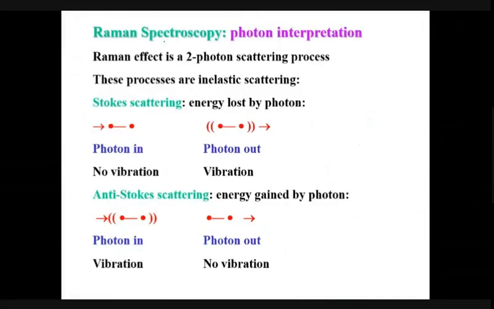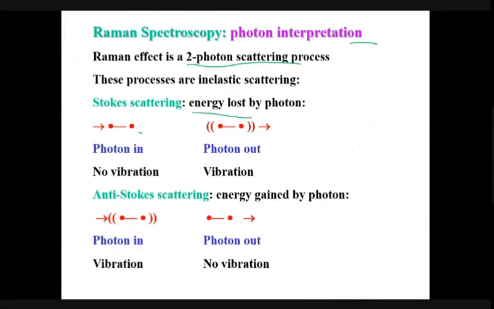Okay, so let us see the photon interpretation of this. Now, a Raman effect is a two photon scattering process. One photon is incident, the other photon is scattered. So two photons are involved. These processes are inelastic scattering. So first, let us see what is Stokes scattering. What we have seen in the previous slide, there is a different representation of the same thing. Energy lost by photon. How will energy be lost?